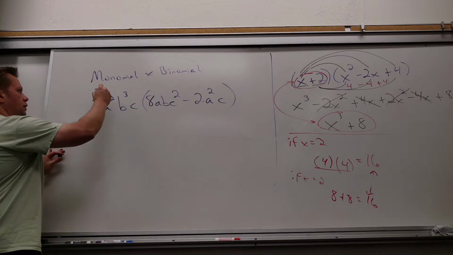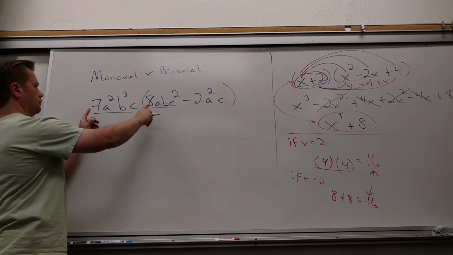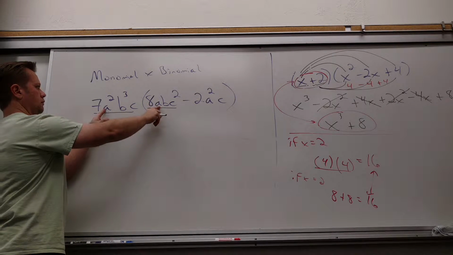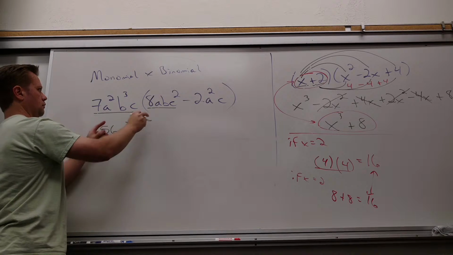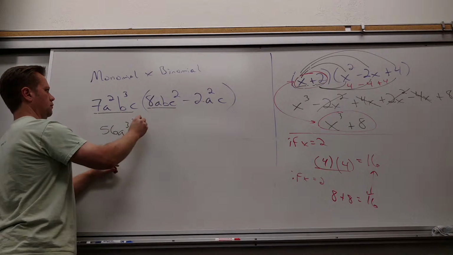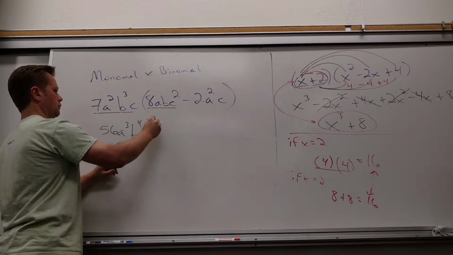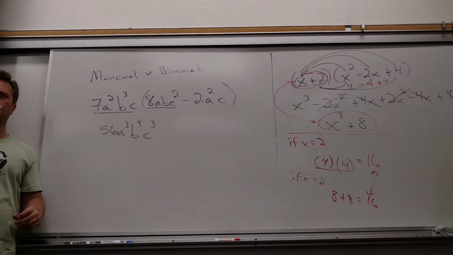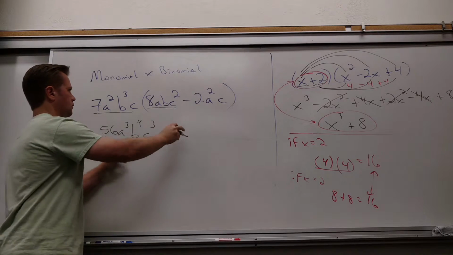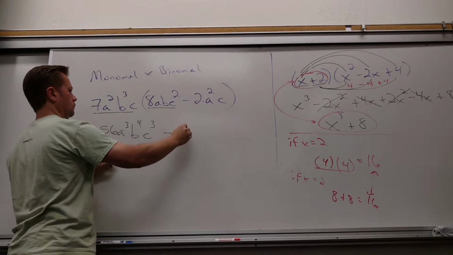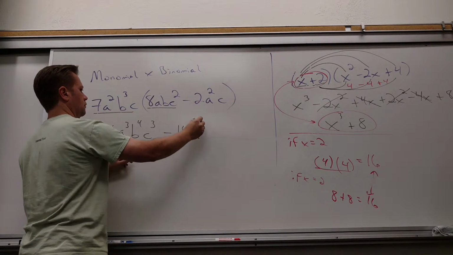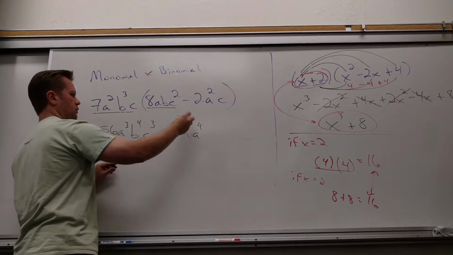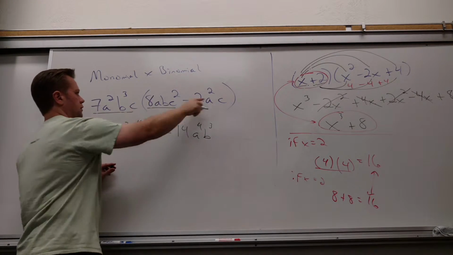All right, so what do you get here? We get 56 A cubed B to the fourth C cubed, minus 14 A to the fourth B cubed C squared. There are no more B's, so there's still just 3 B's, and C squared.